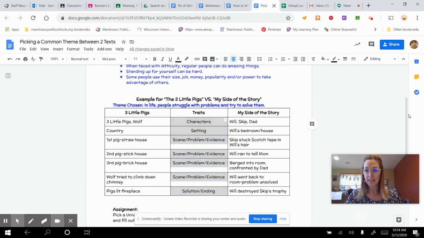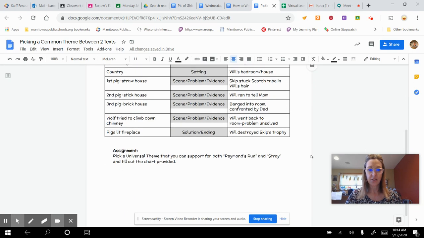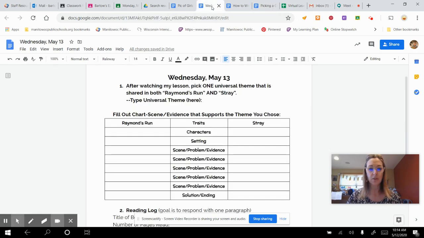So your assignment today is going to be that you are going to pick a universal theme that you can support for both Raymond's Run and Stray and fill out the chart provided. So here is your Google Doc that you will be able to type your answers on. And it says, number 1, after watching my lesson, pick one universal theme that is shared in both Raymond's Run and Stray. So it says type universal theme here. So again, I put my cursor in here and I start to type. I can type right in this document.